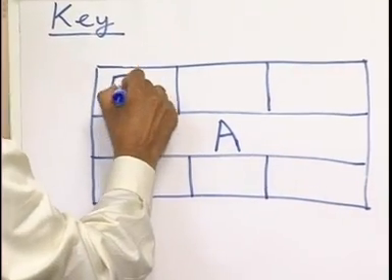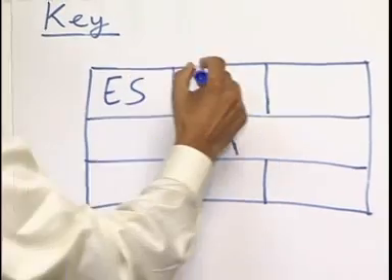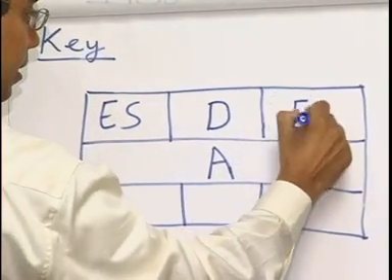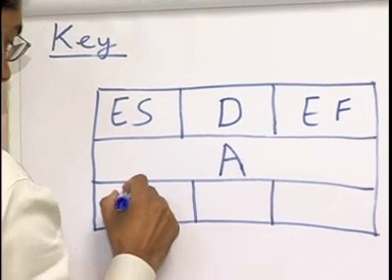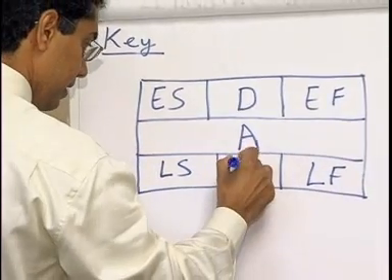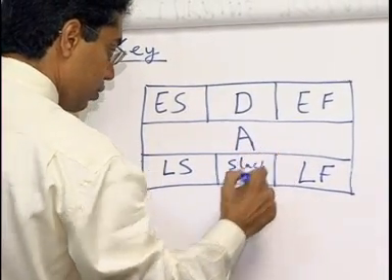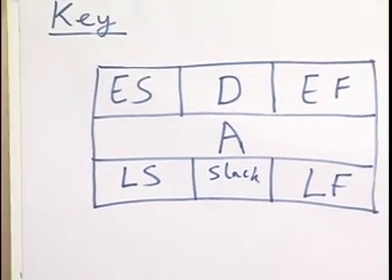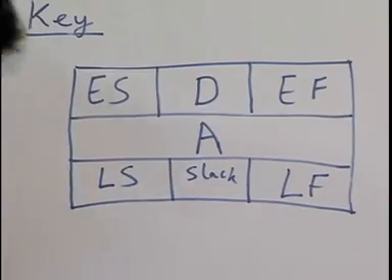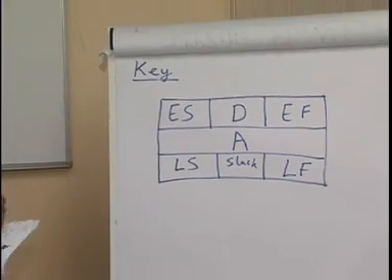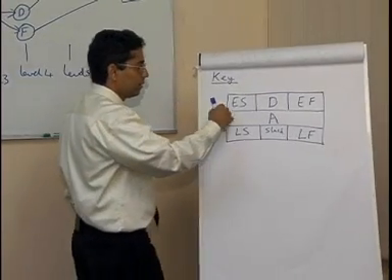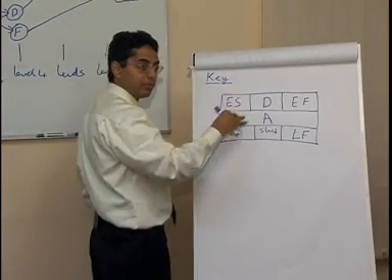We have early start. We have duration, earliest finish, latest start, latest finish, slack. So what I'm going to do now, I'm just going to write out for you the meanings of each one. This is our key. We use this key each time we draw our network diagram. This will then tell the one who's reading it what each number means.